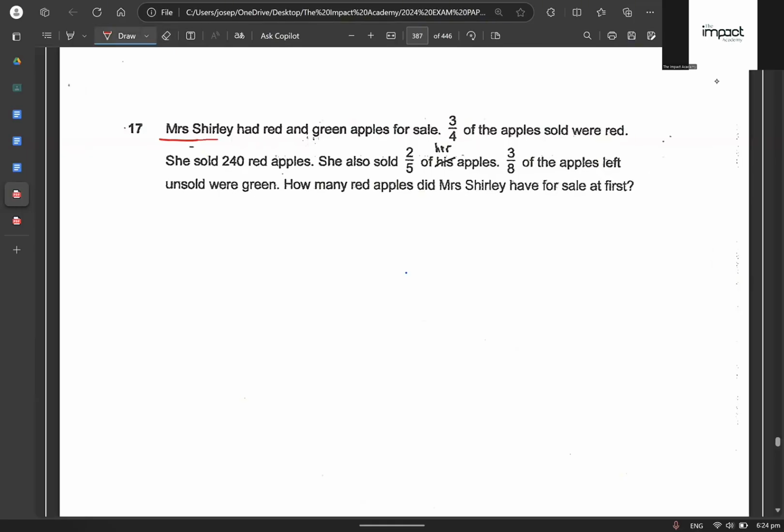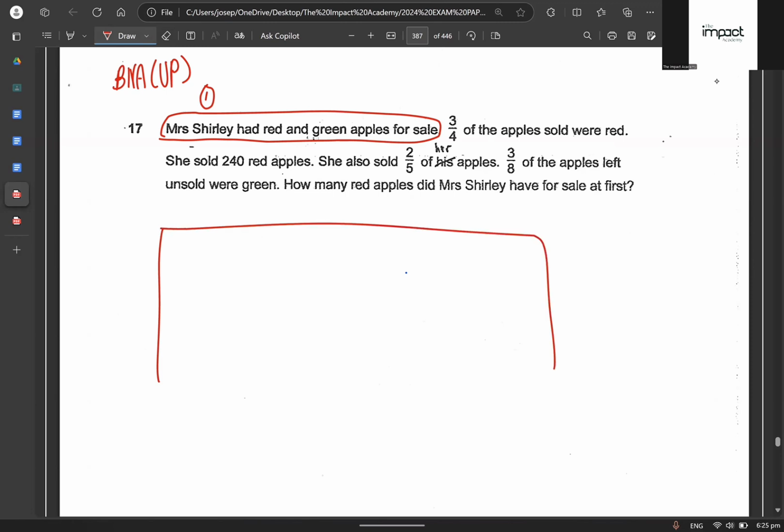Mrs. Shirley had red and green apples for sale. That's the first sentence. True? In this situation, I can see that this is a before and after for sure. Is it a rainbow before and after? No, it is a simple one. So what you want to do is draw a table first. You want to have your red over here, and your green over here.